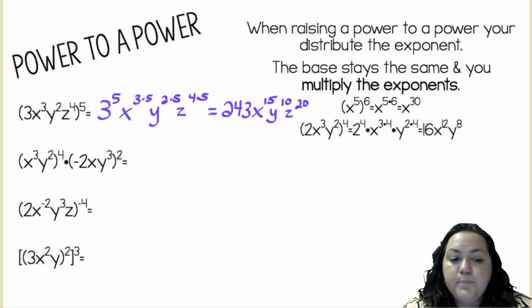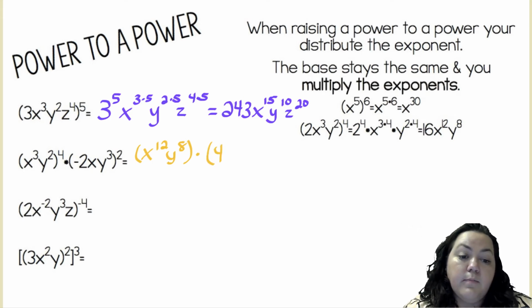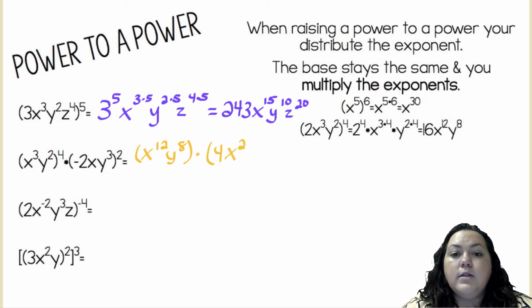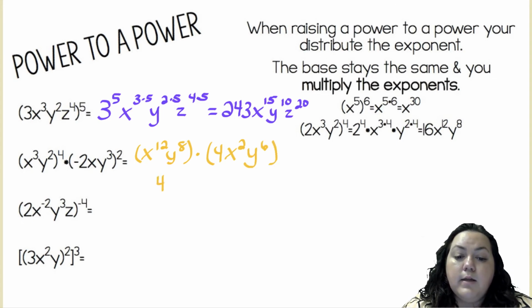And then for the next one, I have 2 sets of power to power, so I'm going to do one at a time. So x to the 3rd to the 4th, I do 3 times 4 gives me 12. Y to the 2nd to the 4th, 2 times 4 gives me 8. In the next group, I'm going to do negative 2 squared. Negative 2 times negative 2 would give me positive 4. And then x to the 1st to the 2nd would be x squared. Y to the 3rd raised to the 2nd would give me y to the 6th, because 3 times 2 is 6.